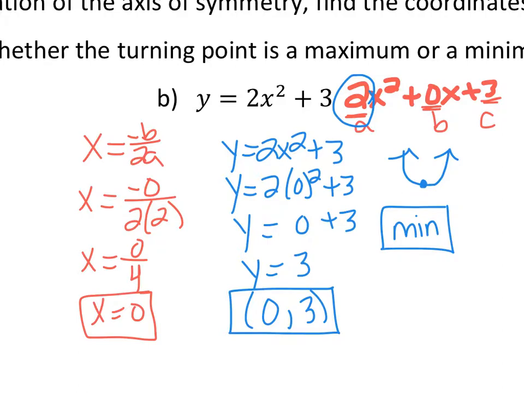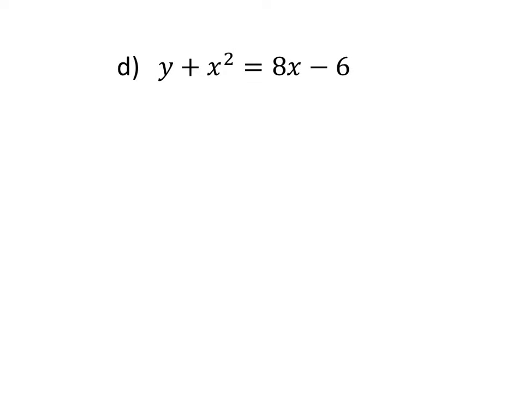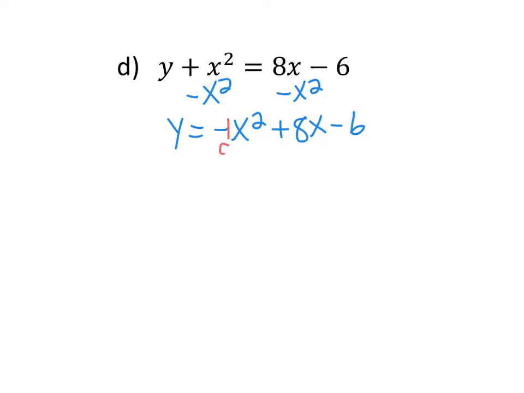Let's take a look at D. Sometimes you might have to get y by itself first, because remember, we need it in standard form. So I'm going to subtract x squared from both sides. Y equals, I'm going to also put it in standard form. So I know the x squared term goes first, so negative x squared. I have a positive 8x and a negative 6. Remember, there's an invisible 1 here. So we have A, B, and C.